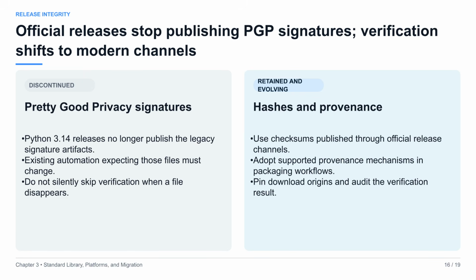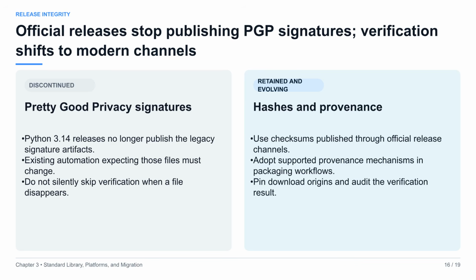Python Enhancement Proposal 761 discontinues Pretty Good Privacy signatures for official CPython releases, largely because the workflow provided limited practical assurance and imposed maintenance cost. Organizations with download automation must update explicitly. A missing signature should not cause the pipeline to fall through to an unverified install.